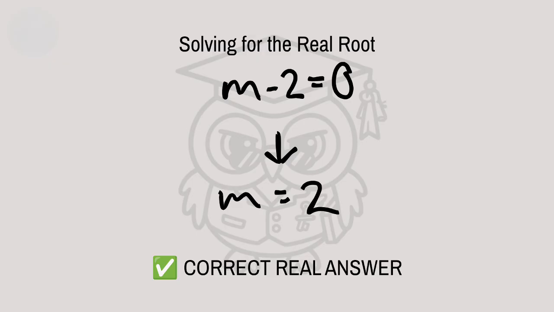Set the first linear factor equal to 0 to find the real root. For m minus 2 equals 0, add 2 to both sides of the equation. The primary real solution is exactly m equals 2.